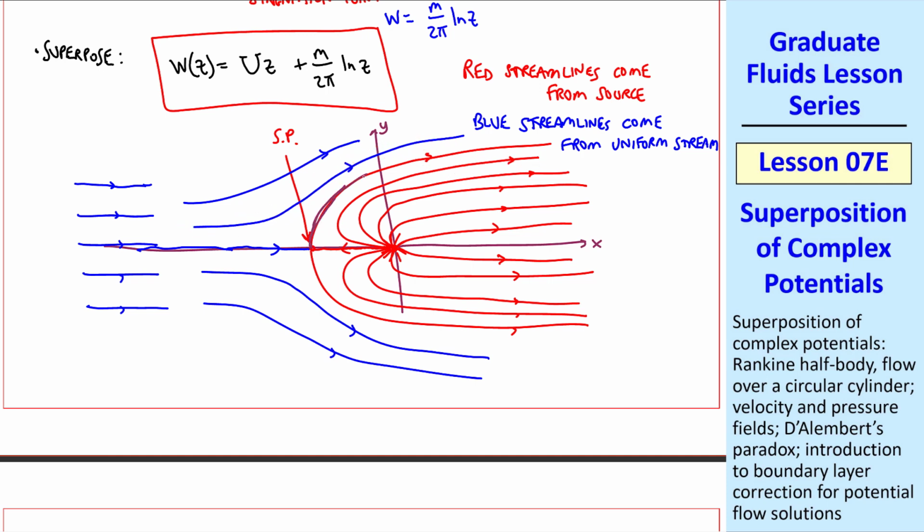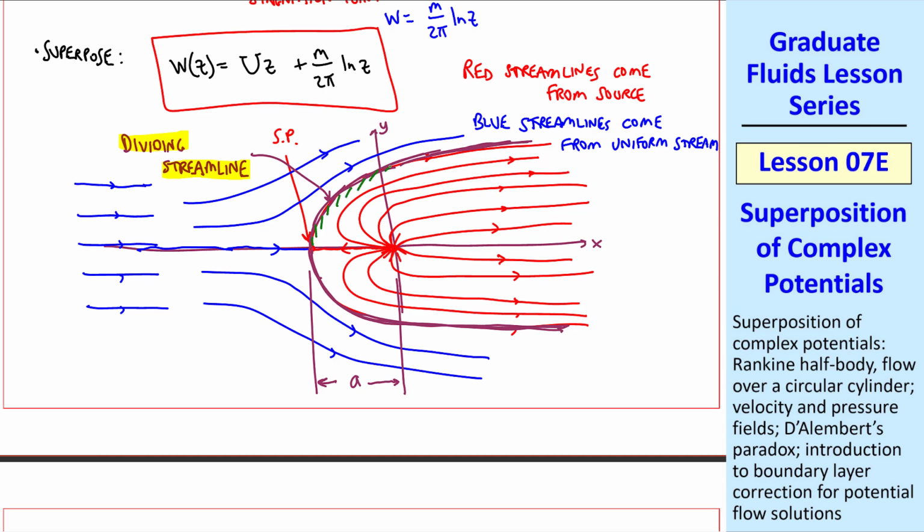This streamline is a special one, which we'll call the dividing streamline, and of course, it's also symmetric about the x-axis. We call it the dividing streamline because it divides fluid that came from the source from fluid that came from the free stream. The red and blue fluids never mix. Let's call this dimension A, the distance from the origin to the stagnation point.